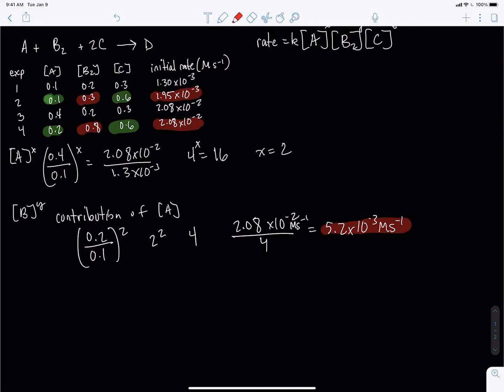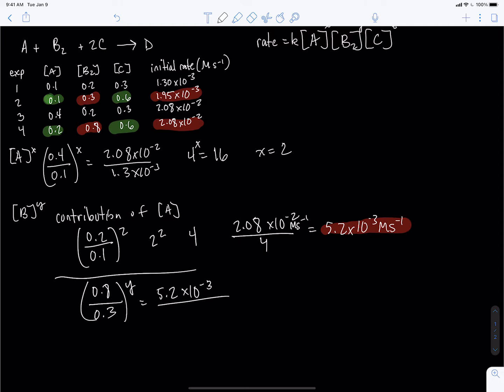And now we can figure out what the order of B is. So now we just solve it like normal, but instead of using the data from the table for the rate for experiment 4, we use this new tabulated value that we calculated over here, that corrects for the fact that A was changing. So now I'm working out the actual order of the reaction here. I take the concentration of B from experiment 4 and I divide it by the concentration of B from experiment 2. I set it to the power of y, and I set that equal to the rate from experiment 4 that we corrected. We can leave the units off because we're dividing. Divided by the rate from experiment 2.